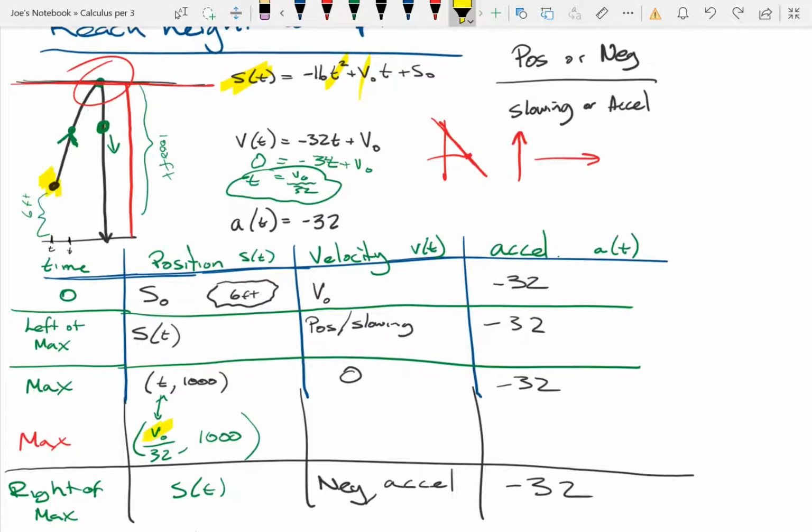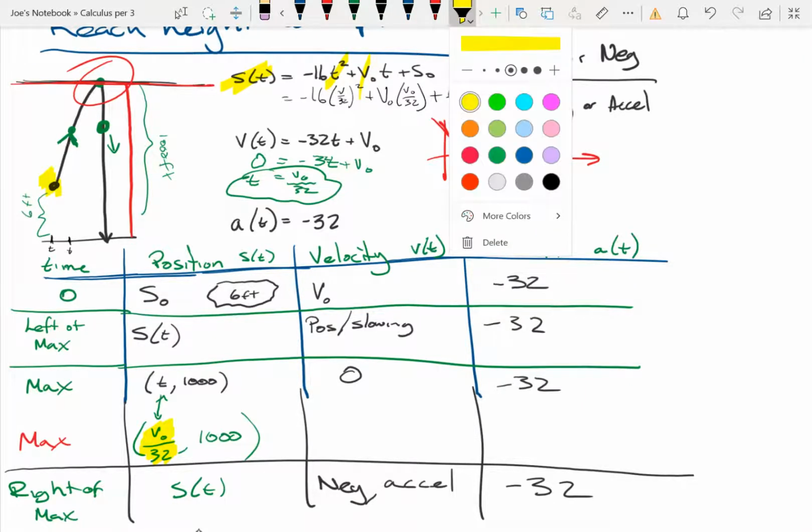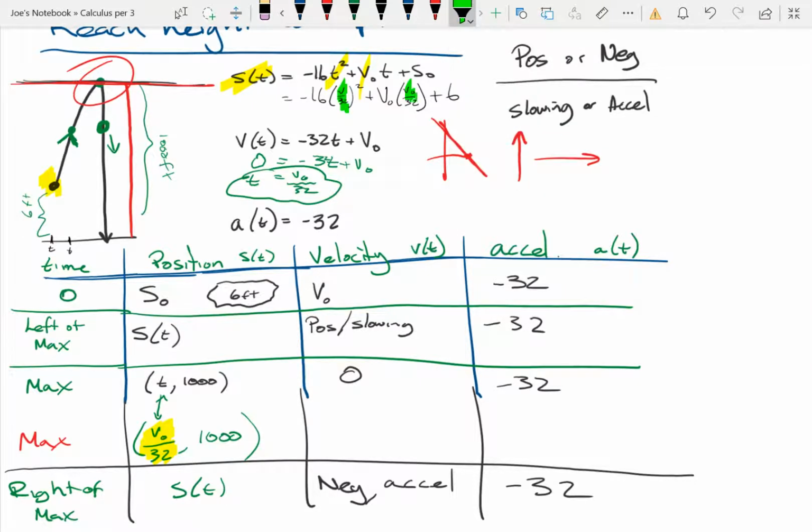But now, guess what? I've solved for time in terms of initial velocity. So I will be able to go back and plug that in. So that will look like this. So that will be negative 16 initial velocity over 32 squared plus initial velocity times initial velocity over 32 plus your initial position. Now look at it. Now I've got initial velocity over 32 and initial velocity over 32. I've only got one. Oh, my position.